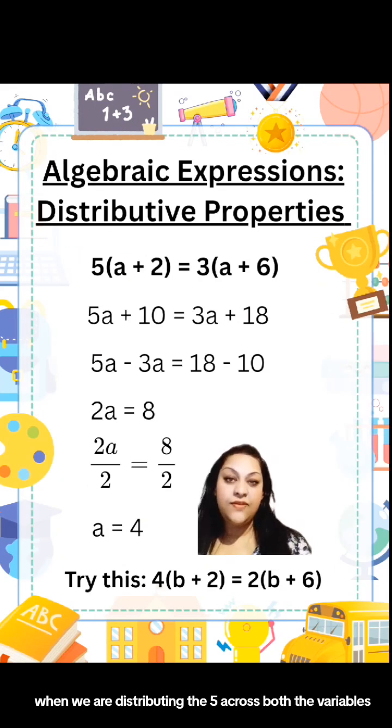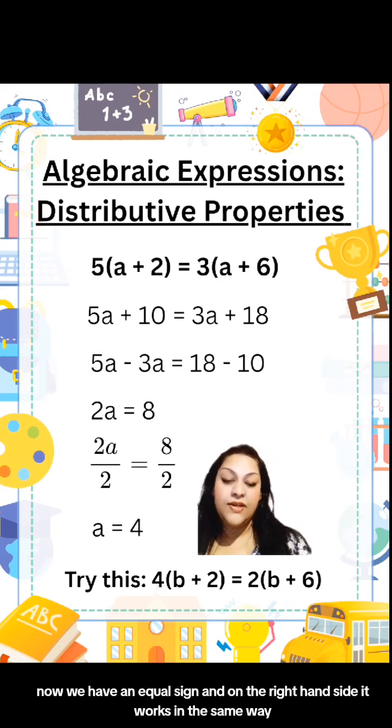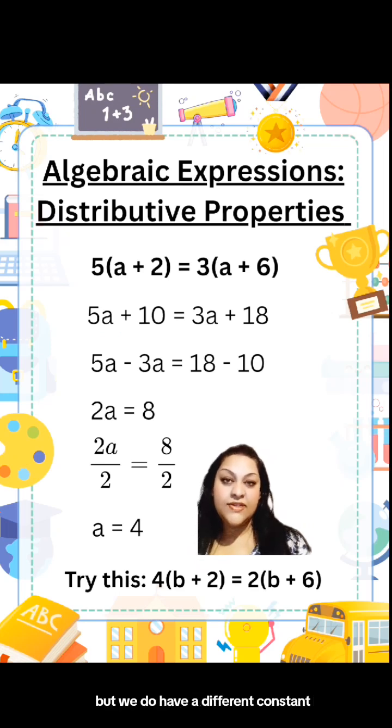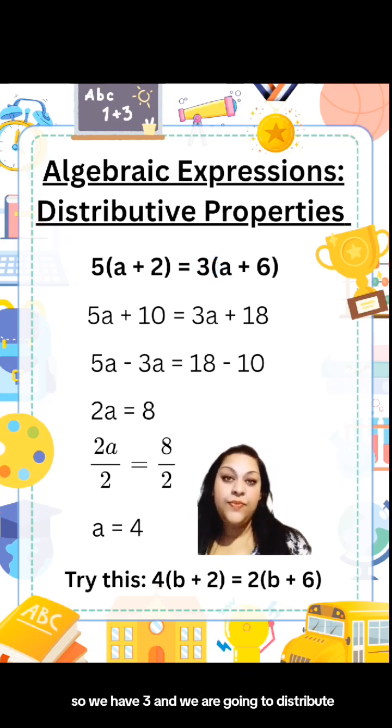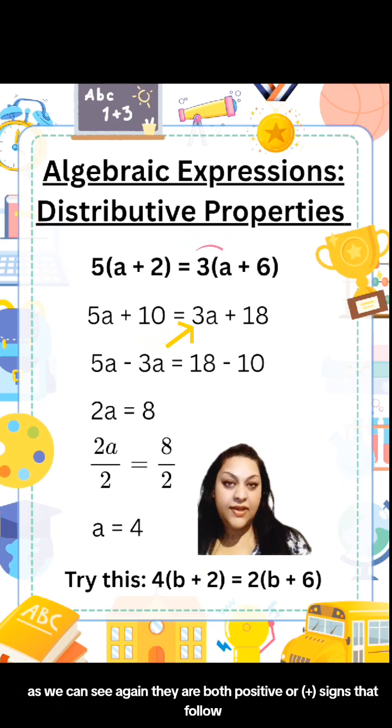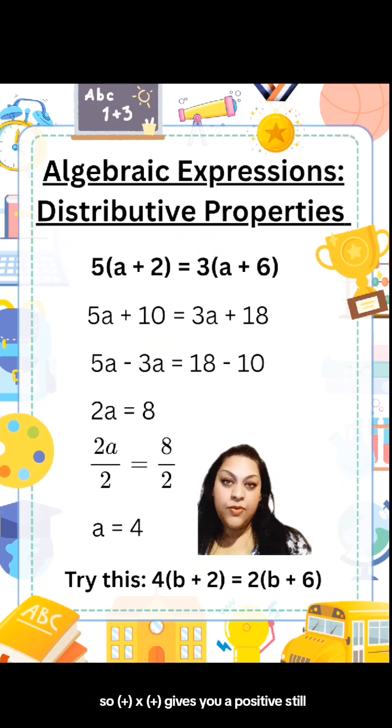across both the terms. Now we have an equal sign, and on the right hand side it works in the same way, but we do have a different constant. Now we've been given 3. So we have 3 and we are going to distribute or multiply this across the constant and the variable that is inside the brackets. So when we say 3 times a, that gives us 3a. As we can see again, they are both positive or plus signs that follow. So plus times plus gives you a positive still. 3 times 6 gives you 18.